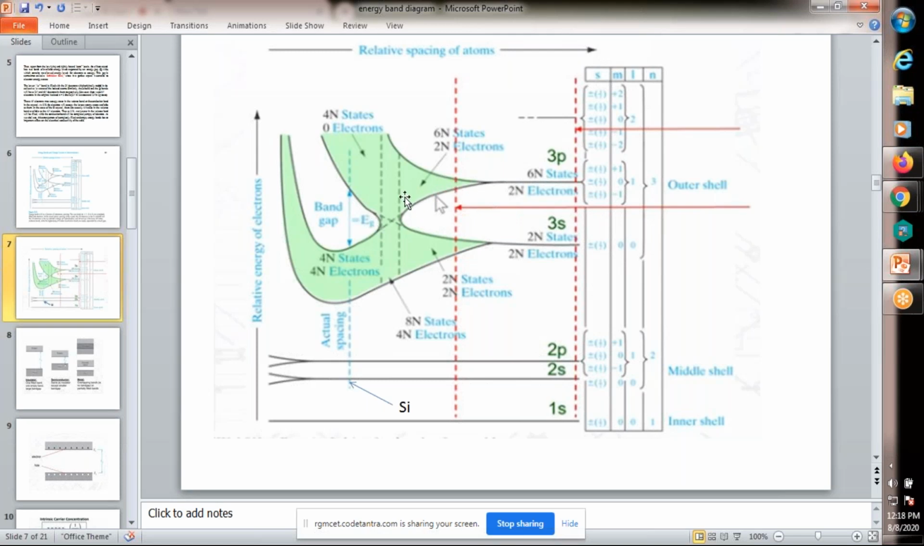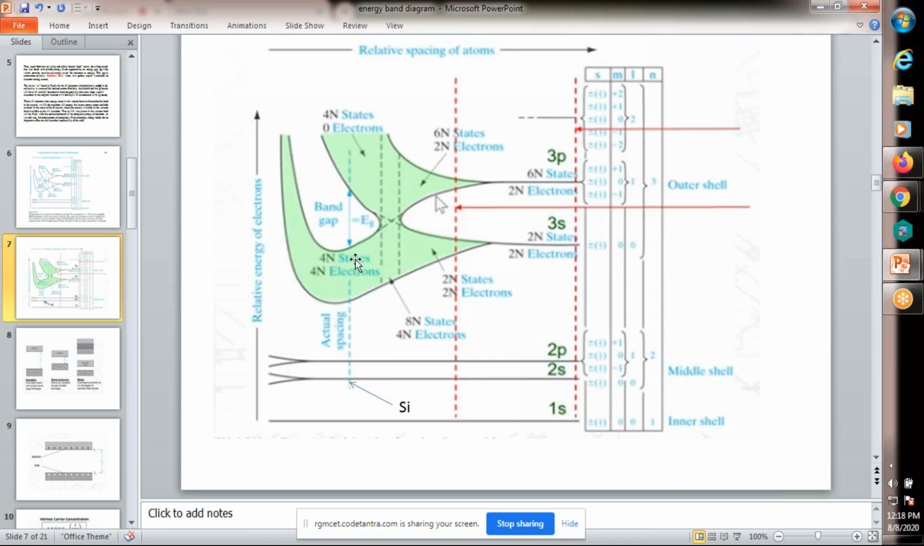Now coming to this one, especially this vertical line. This vertical line is related to silicon. How much is the band gap energy here? The band gap energy for silicon is approximately 1.1 electron volt, right? Now this upper band is the conduction band, and this lower band is the valence band.